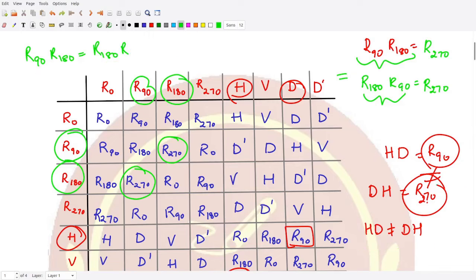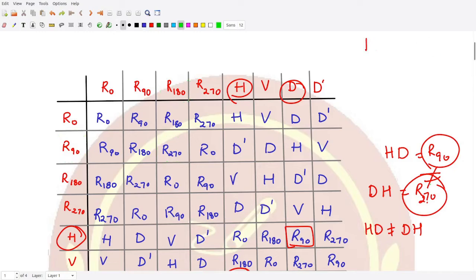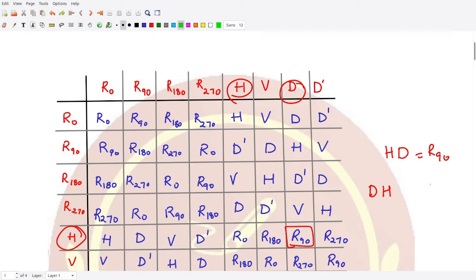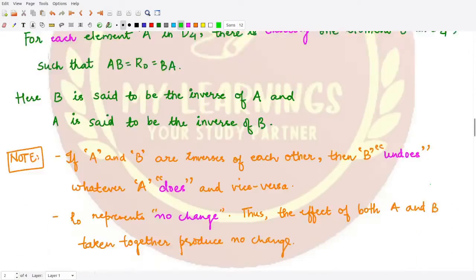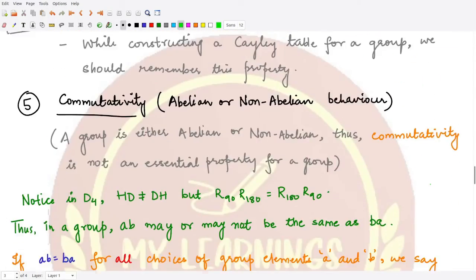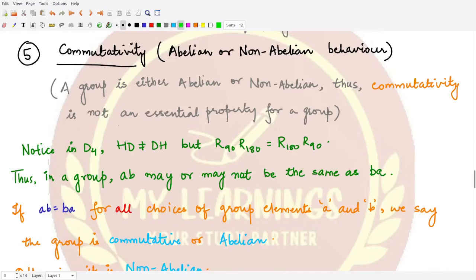So from here, if we have commutativity for all the elements which are present in a particular set, then that particular group is called a commutative group, or in other words you could call it an abelian group, right? So let me show you what I have written here. As I have told you, in D4 HD is not equal to DH, but these two are equal. I have shown this property by taking two examples. You can take more examples also.